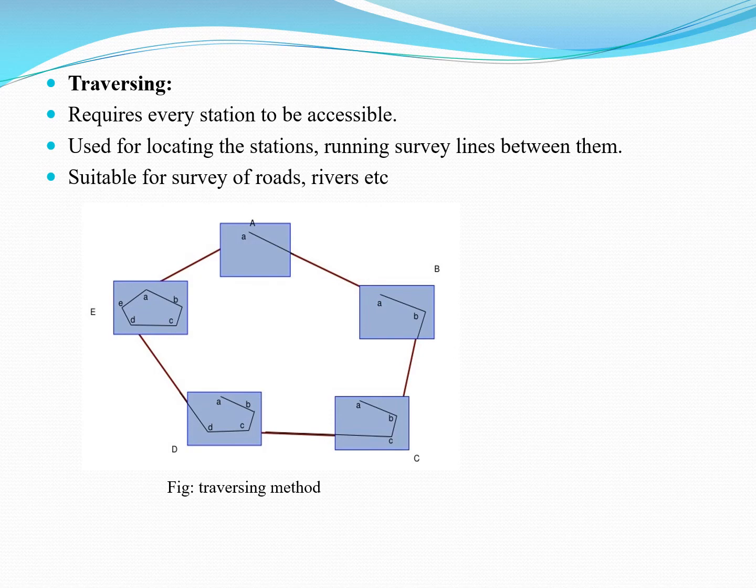Okay, third one is the traversing method. So this method requires every station to be accessible. This method is used for locating the stations, running survey lines between the stations, and is suitable for survey of roads and rivers. This method gives the traverse, which is plotted similarly to a compass traverse. Stations are connected by setting the table on each station.